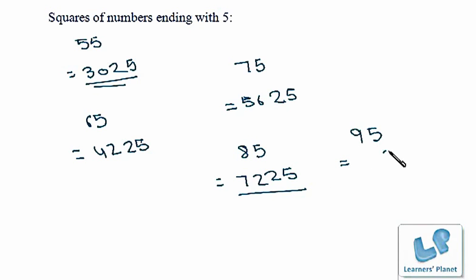Now we'll find 95 square. So first we'll write 25 as it is. Then 9 will be multiplied by 10. So we'll have 90 over here. So 95 square is 9025.